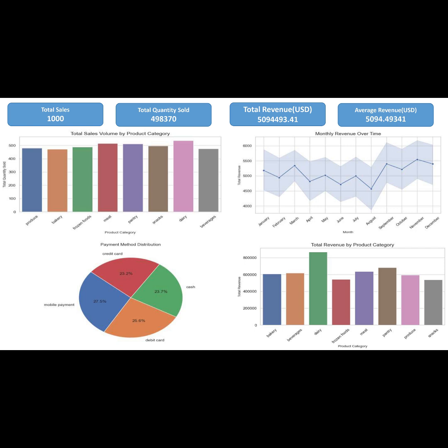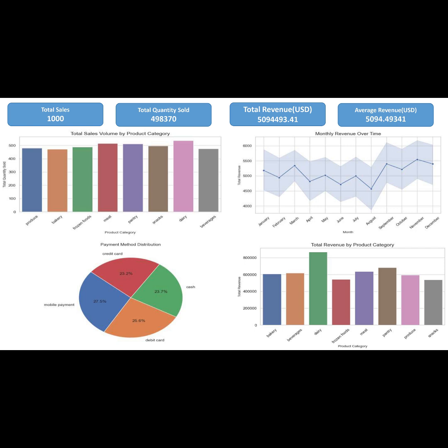For the total sales volume by product category, we can see that there are high sales in the dairy, the meat, and the pantry items, indicating a strong customer preference. For the moderate sales volume, we have the snacks, the frozen food, and the produce categories. They also have significant sales volume, showing a consistent demand. Then lower sales volume is seen in the bakery and the beverages, which could be an area to explore for potential growth opportunities.